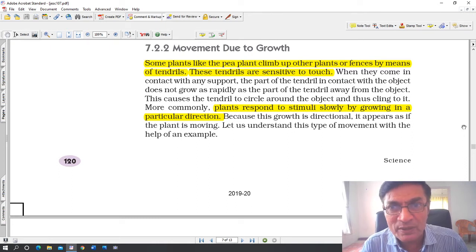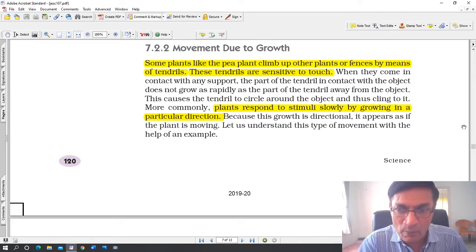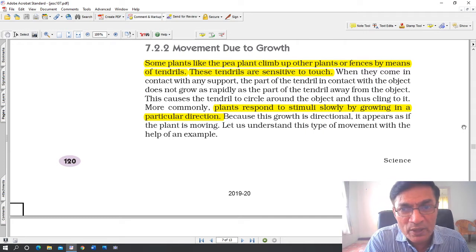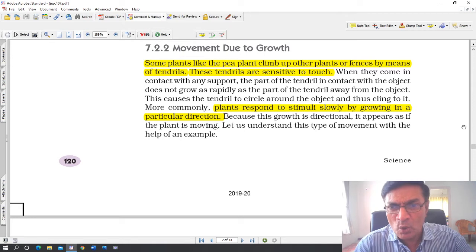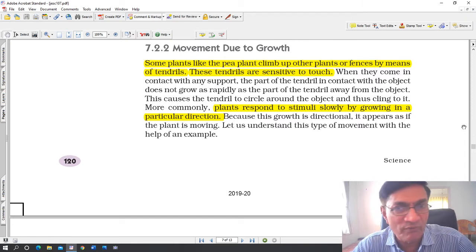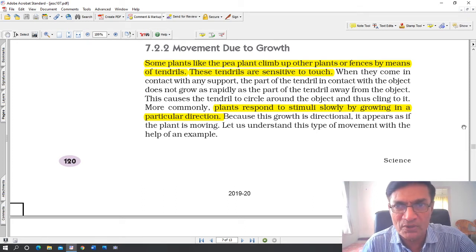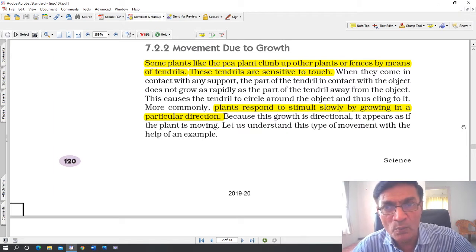But these tropic movements are of different types. For example, in the case of a plant, the movement of the roots towards water, water is hydro, so hydrotropism. Tropism is movement, but hydrotropism is movement towards water. So plants exhibit various kinds of movement depending upon its growth and factors related to growth. For example, the upper part moves towards light. That is called phototropism. Photo means light. Tropism means movement towards light.